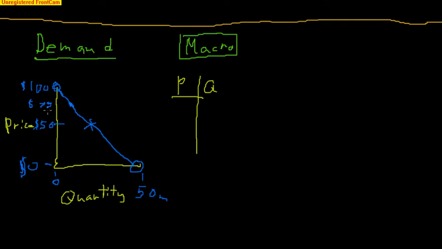Don't worry too much about the numbers. I just want to get the idea down. So if we move to this new point, I'll write the new point in magenta. If we move from here to there, that is a change in quantity demanded, which I'll write over here. Quantity demanded.